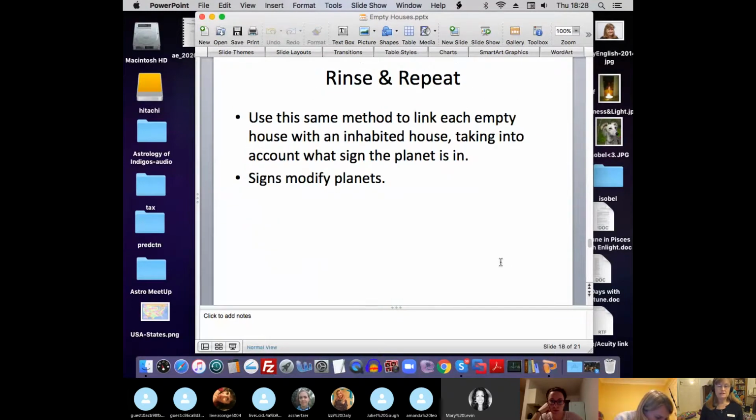So rinse and repeat. Use this same method to link each empty house with an inhabited house, taking into account which sign the planet is in. And just to remind you that signs modify planets. So somebody whose Venus is in the sign of Scorpio will be different to somebody whose Venus is in the sign of Gemini. So Scorpio is a deep sign, and Gemini is a more sort of chatty sign.